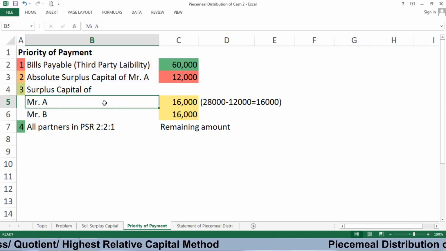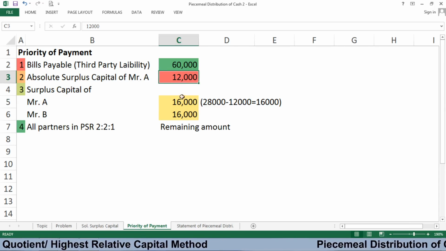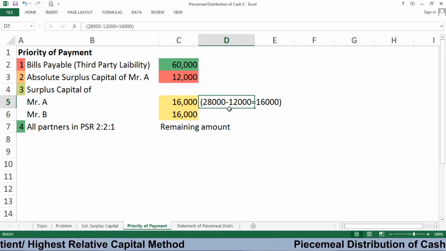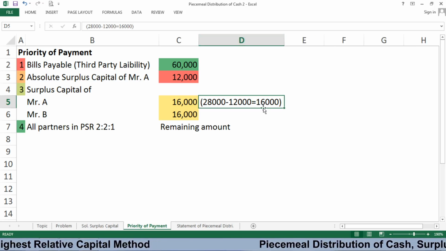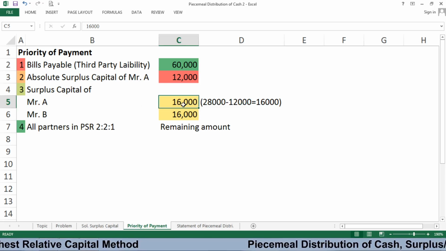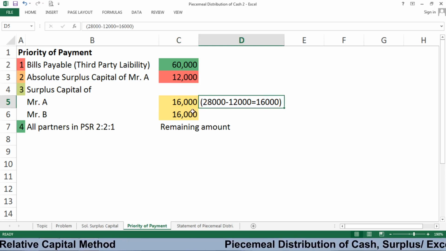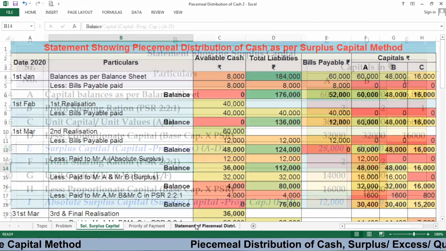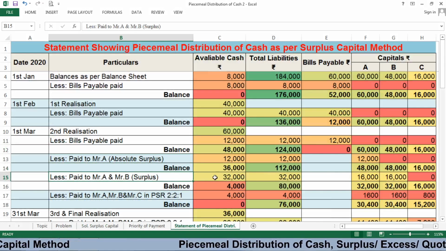But we have already paid rupees 12,000 to Mr. A as absolute surplus. So out of 28,000, he already received 12,000. So the balance comes to 16,000. That means we have to pay Mr. A 16,000. 12,000 already paid, that means he will get 28,000. Okay. And now with Mr. A, we have to pay 16,000, which is already mentioned over here as surplus capital. So in this step, we will pay Mr. A and Mr. B 16,000 plus 16,000, that means 32,000.